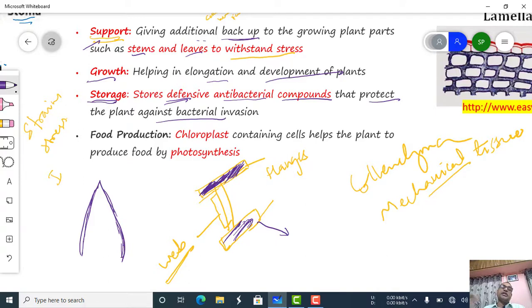Invasion is the entry. Bacterial or fungal entry into the plant is restricted by means of such toxic compounds which are already present among the plants. Usually phenolic products play a very important role against the pathogen, the disease-causing agent.